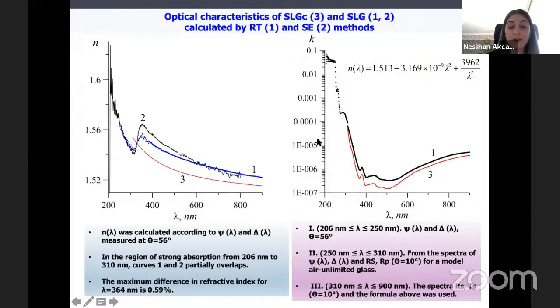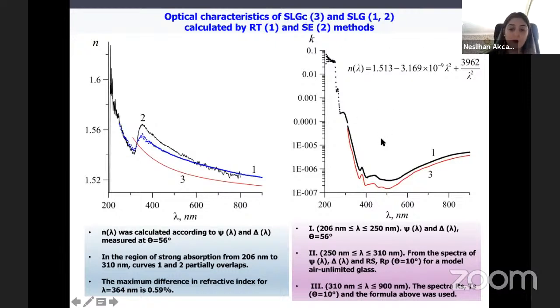The maximum difference in refractive index for lambda equal to 364 nanometer is 1.59%. And if you look at the graph of K, the extinction coefficient, we investigated K values in 3 different regions. As you see, in the first region, psi and delta were used for the calculation. In the second region, we also used RS and RP at an angle of incidence of 10 degrees for a model of air and unlimited glass. And in the third region, we calculated the K spectra by using the spectra RS and TS and the formula which is given in this slide.